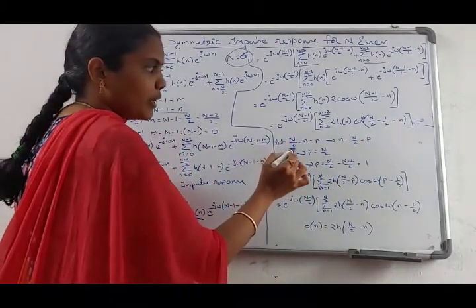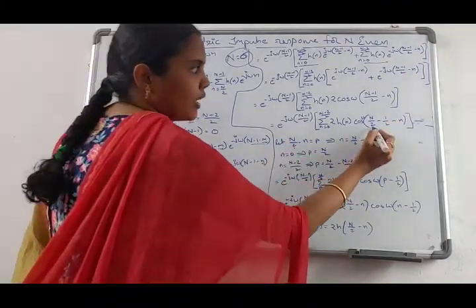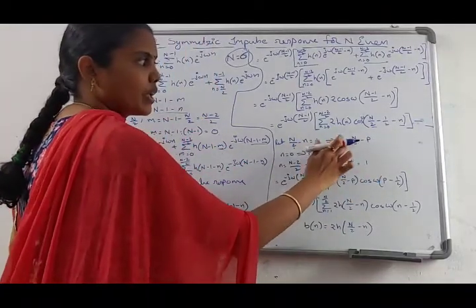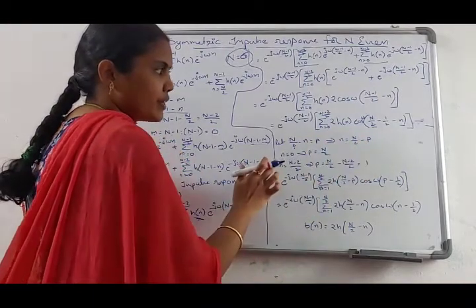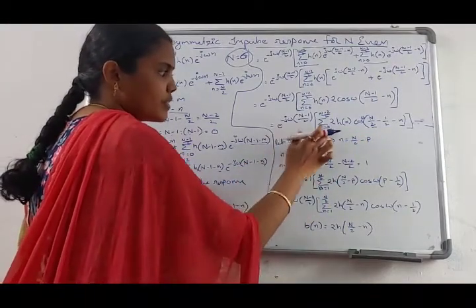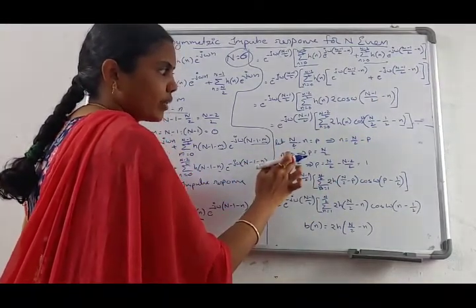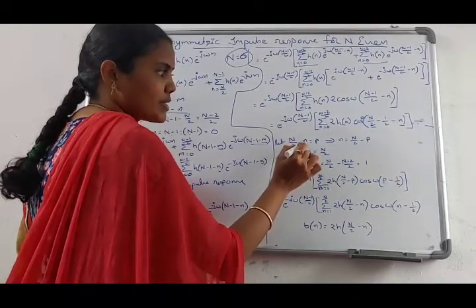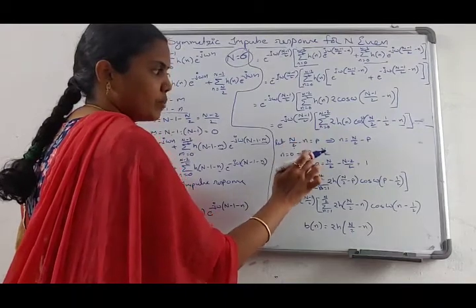Let N by 2 minus n be equal to p. N by 2 minus n is equal to p, then n is equal to what? N by 2 minus p. Now you have to substitute the limits. When n is equal to 0, what are the p limits? P is equal to N by 2. If you substitute n equal to 0, then p is equal to N by 2.